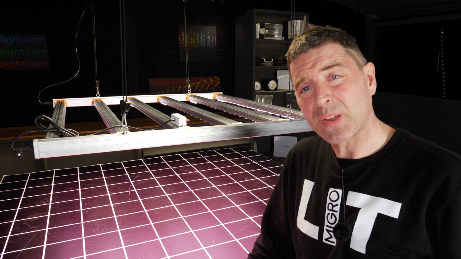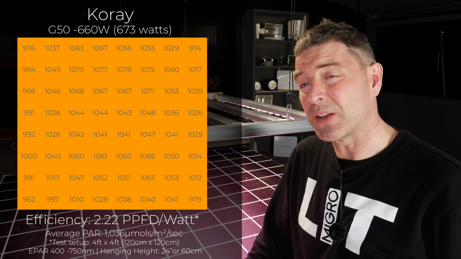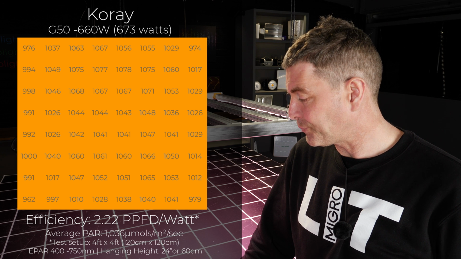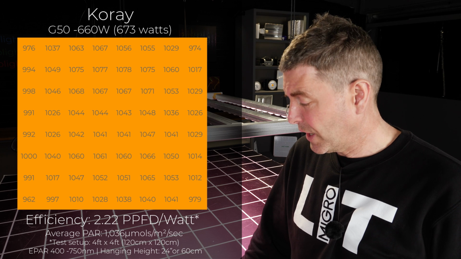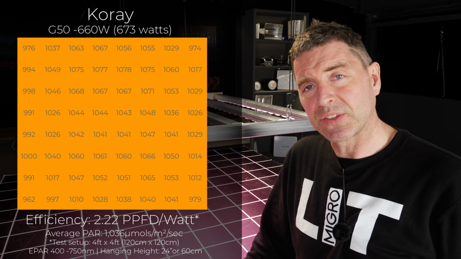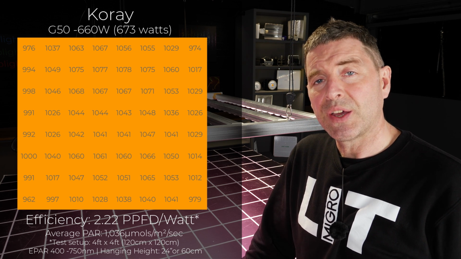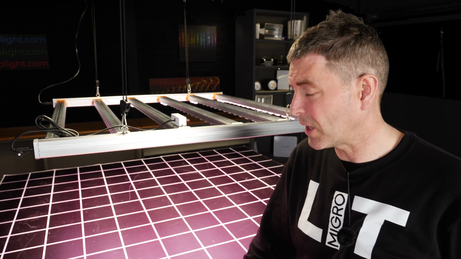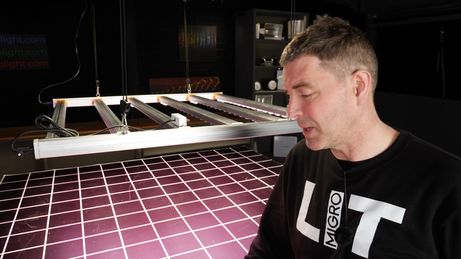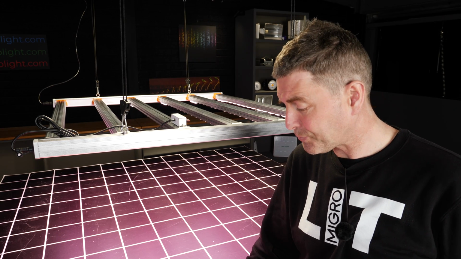Tested the same setup then with reflective walls at 24 inches. I don't think it's the optimal hanging height. I think you're losing a bit of power. It drops to 1,036 average and 2.22 system efficiency. You've got just more reflective losses off the mylar walls, without really getting any benefit in uniformity.